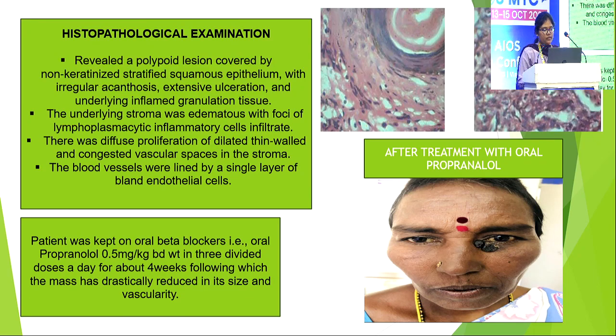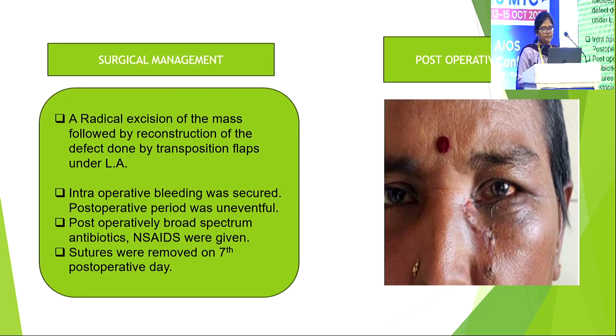Patient was kept on oral beta blockers, oral propranolol 0.5 milligrams per kg body weight in 3 divided doses a day for about 4 weeks, following which the mass has drastically reduced in its size and vascularity.